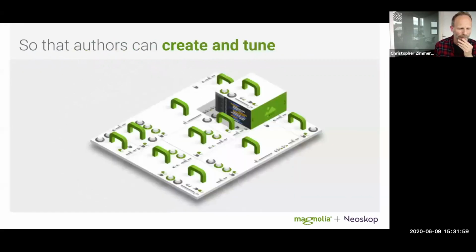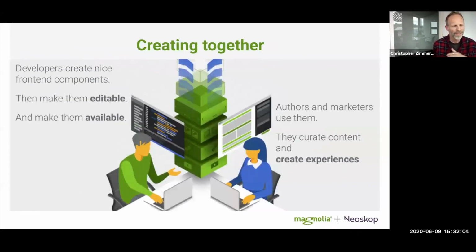And then the author can use those components that you've provisioned, and they can build the experience with them. And so we see this as a really cool way that developers and authors can work together. So this should show a developer hacking away in their editor. They're provisioning these components, making them editable, making them available. And then the marketer or the content team is able to use those components, build cool experiences. And this should be this stack of components going up into the ether as awesome experiences.